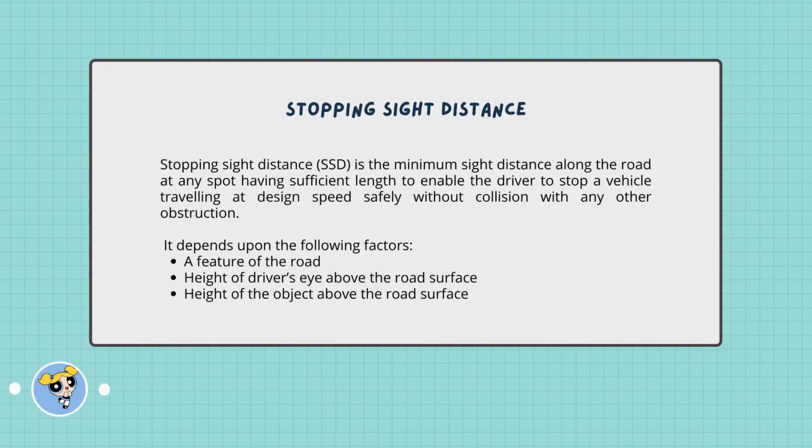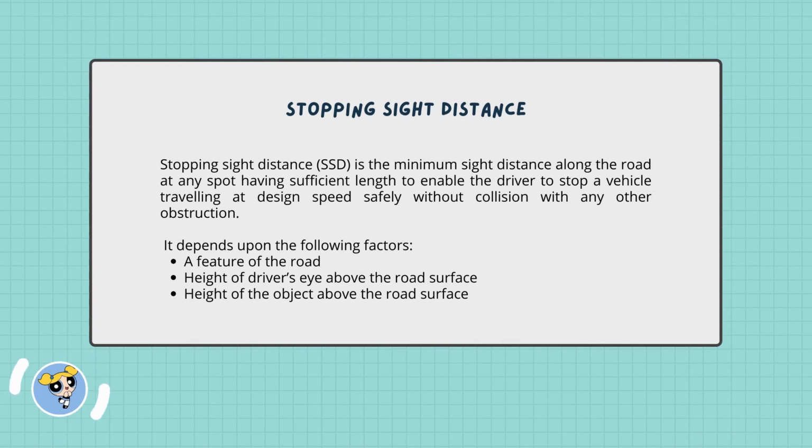Stopping sight distance is the minimum sight distance along the road at any spot having sufficient length to enable the driver to stop a vehicle traveling at design speed safely without collision with any other obstruction. It is also termed as non-passing sight distance or non-overtaking sight distance. In addition, the stopping sight distance is the sum of the braking distance and the lag distance. In other words, it is the length of roadway that should be visible ahead of you, in order to ensure that you will be able to stop if there is an object in your path.